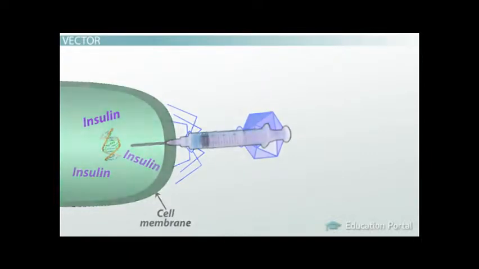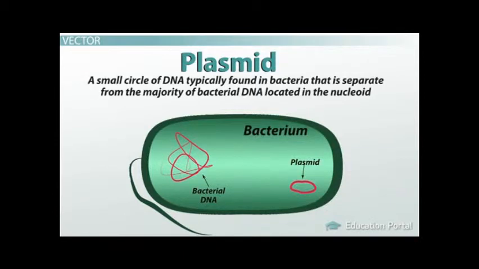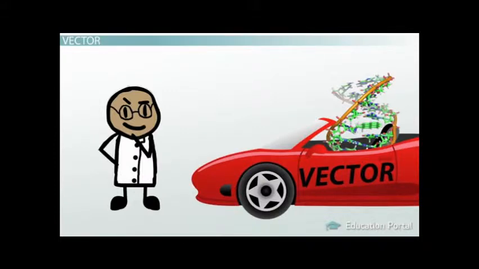However, the vector chosen for the original insulin experiment wasn't a virus. Instead, scientists used a bacterial plasmid. A bacterial plasmid is a small circle of DNA typically found in bacteria that is separate from the majority of bacterial DNA located in the nucleoid. Scientists use plasmids frequently as a vector for DNA they are studying in an experiment. We'll explore the features and function of bacterial plasmids in another lesson. Suffice it to say for now that a plasmid is a vector that allows scientists to genetically modify a bacterial cell. In this case, so we can produce human insulin.